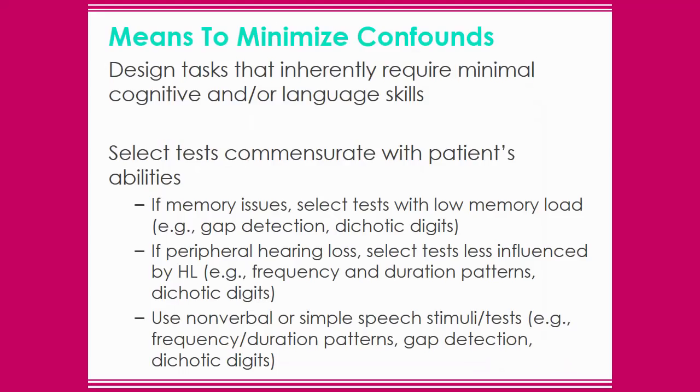There are means to minimize confounds. We can design tasks, as we have, that inherently require minimal cognitive and/or language skills. We can select tests commensurate with the patient's abilities. So, for example, if a patient has memory issues, select tests with low memory load, for example, gap detection or dichotic digits. If an individual has a peripheral hearing loss, select tests that are less influenced by hearing level, such as the frequency and duration patterns tests and the dichotic digits tests. Use nonverbal or simple speech stimuli. For example, again, frequency or duration patterns, gap detection, and dichotic digits.